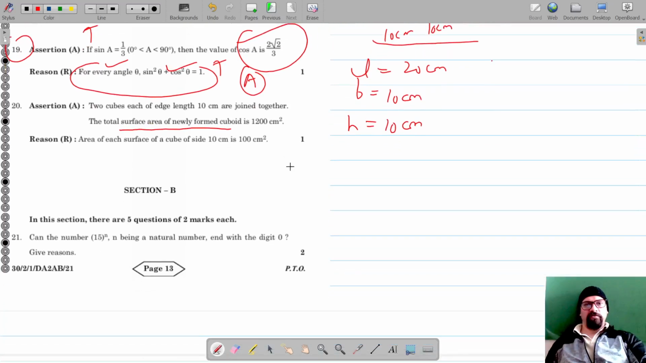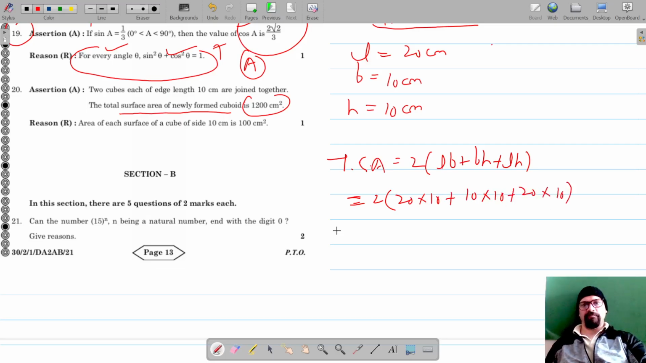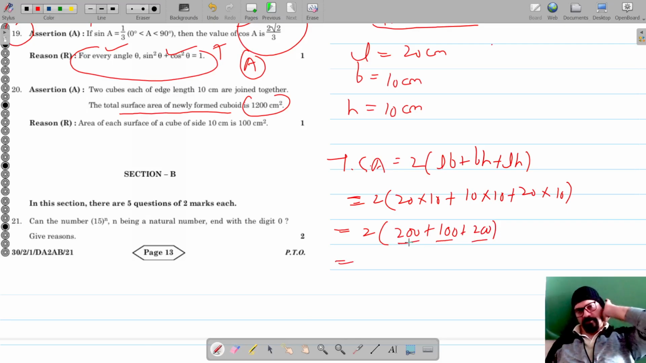Now the total surface area of the newly formed cuboid is given as 1200. So let's calculate the total surface area. The total surface area is 2 into (LB plus BH plus LH). Let's put in the values: length is 20, breadth is 10, height is 10. So this is equal to 2 into (200 plus 100 plus 200). 200 plus 200 is 400, plus 100 is 500, and 500 into 2 is 1000.